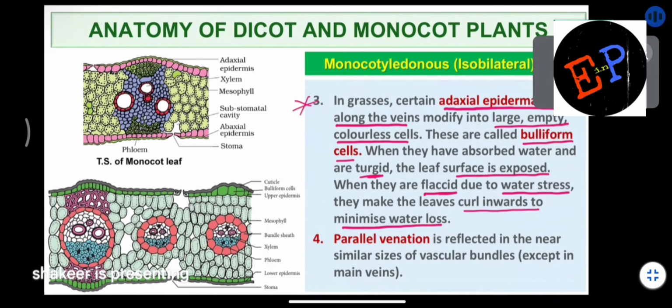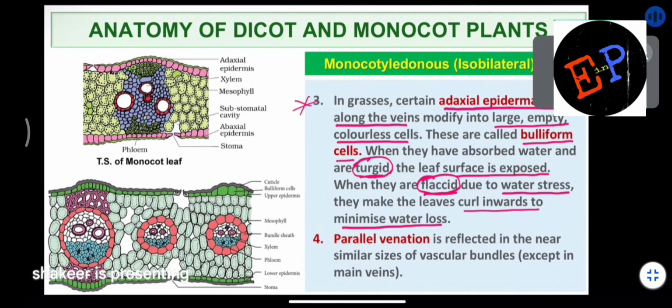And when the same cells are deficient in water, that is when water is less, they curl the leaves. They twist the leaves so that the surface area of the leaf is reduced and the loss of water is reduced. Are you able to understand? This is what is called turgid and flaccid. Turgid means swollen. When a huge amount of water is present, the leaf becomes swollen and the total surface area of the leaf is exposed to the atmosphere. Understood?